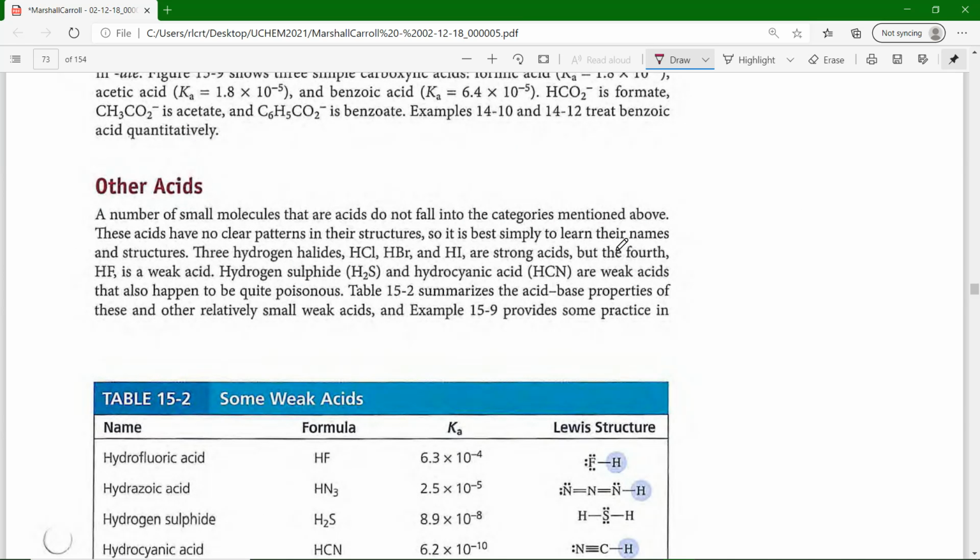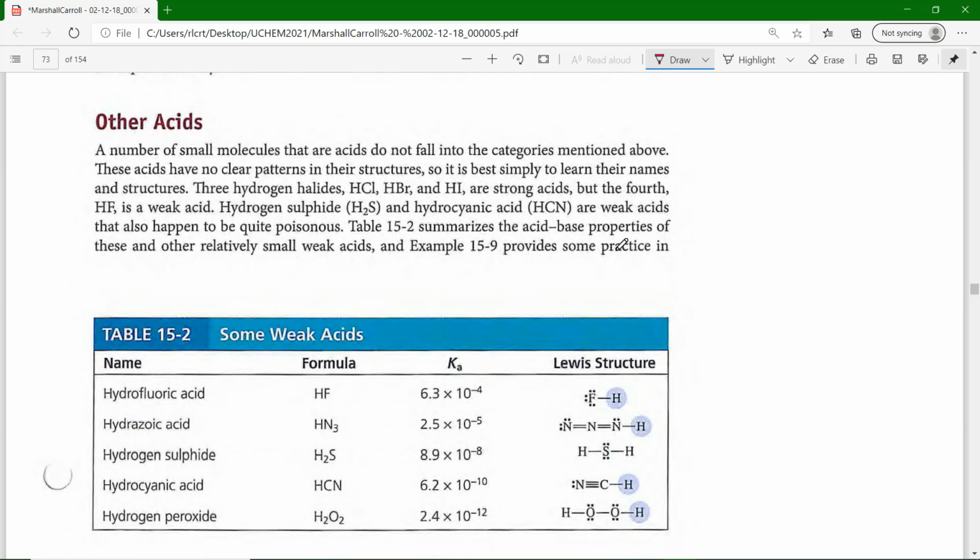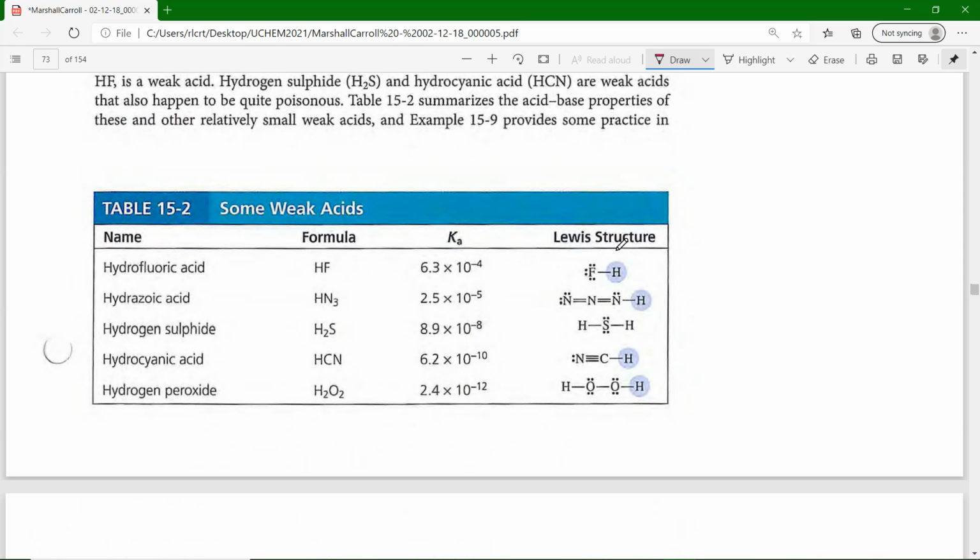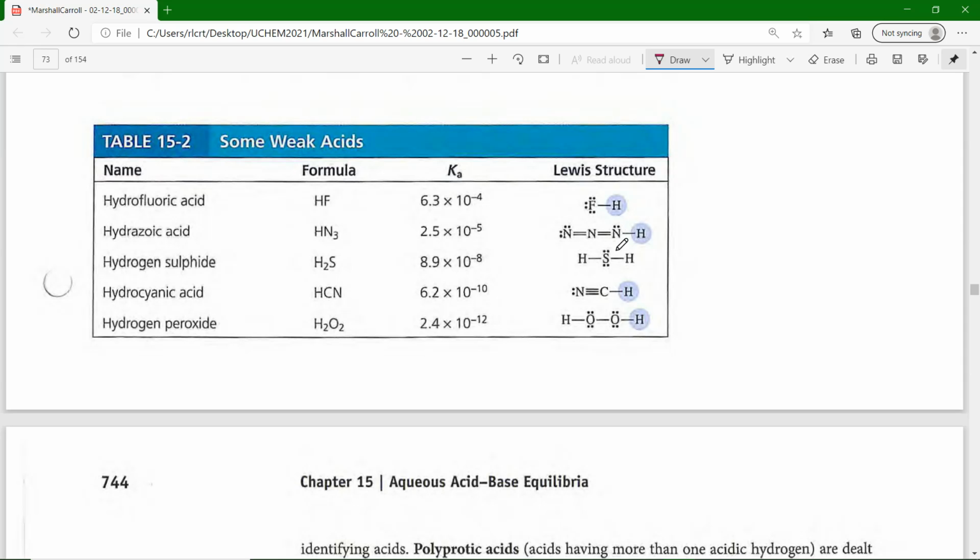Then there's some other acids which don't fall into the categories above, like HCl, HBr, and HI. I mean, I can call them mineral acids, or they are examples of binary acids. There are only 2 different kinds. But the book just wants to summarize them here, and there's some hodgepodge catch-all ending here.